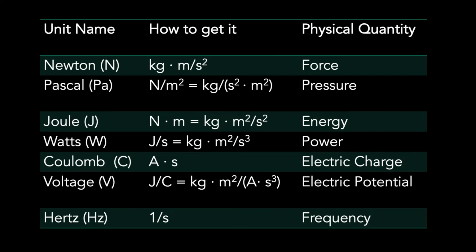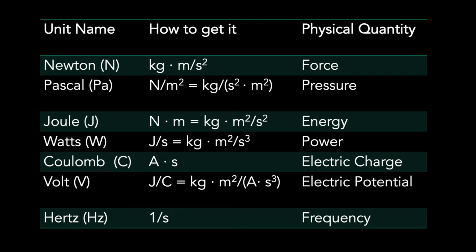Or in base units, it's a kilogram per second squared per meter squared. A joule is the unit of energy, and that's a force times a distance. So you have Newton times meter, or kilograms times meter squared per second squared. The watt is a joule per second, that's a unit of power. And that in base units is kilograms times meter squared per second cubed.